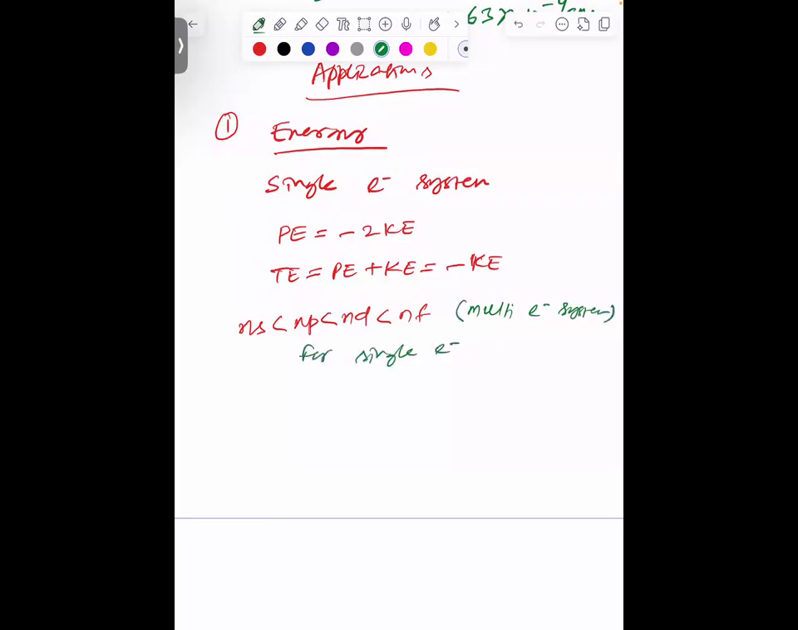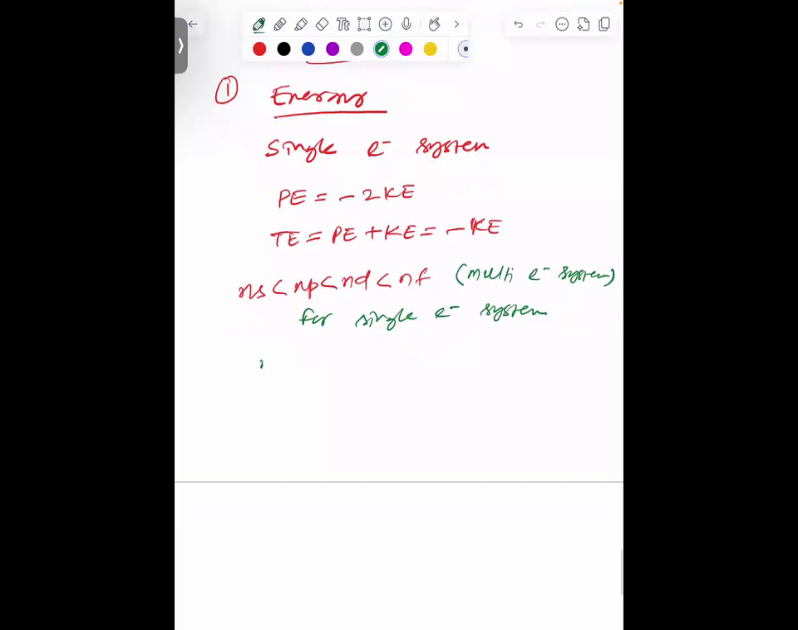But for a single electron system, the energy of ns equals np equals nd equals nf. That means there is no difference in energy among the subshells belonging to a shell.